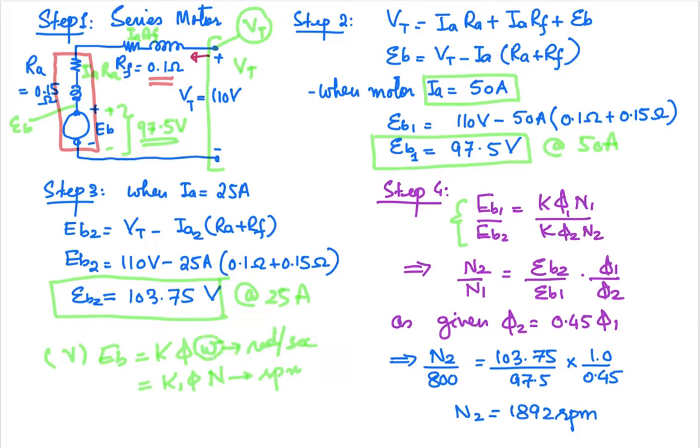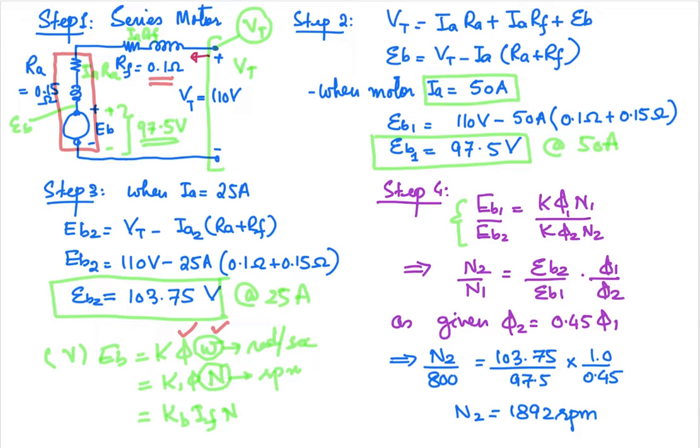This is in radian per second, and this is in rpm, so a constant will be involved. You can also represent this in terms of the field current, some constant kb into If into N. So the basic thing to consider here is that your back EMF is proportional to the flux and the speed.